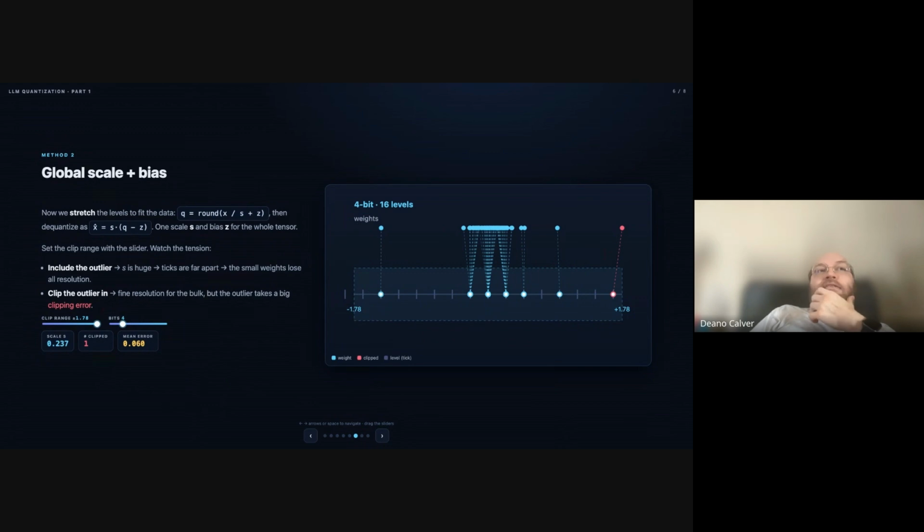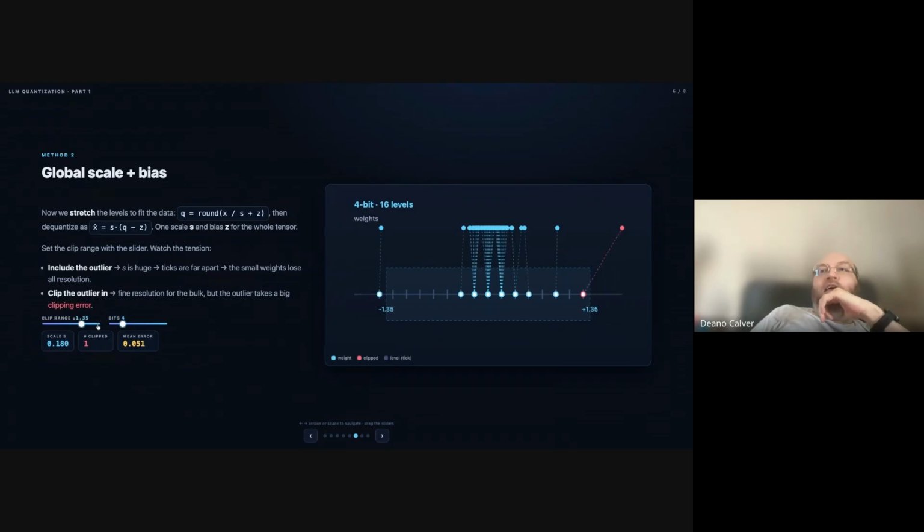So the next obvious way is to actually scale and bias so that we're using the whole range of the integer. It's pretty simple. We decide on what the maximum value is, we clip it, and the minimum, and then we choose a scaling value and a bias value to map as many of the weights as possible in between those top numbers.